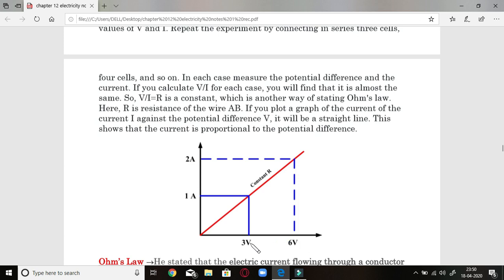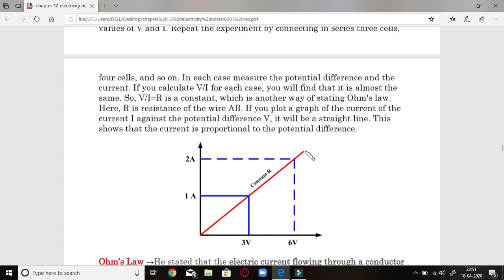Now if you divide them, 3V with the 1A, the value is 3, and if we divide 6V, that is volt, with the current, then again the value came out to be 3. In each case, whether we take 1 cell, 2 cell, 3 or 4 cell, this value came out to be 3, and it's a straight line in a graph.